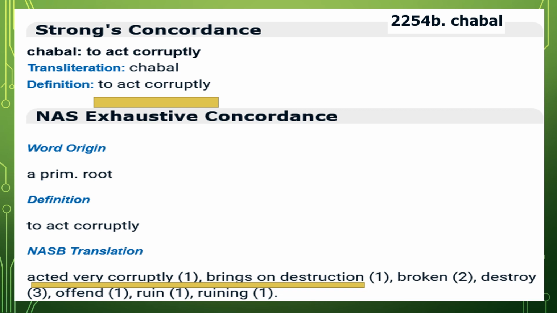And so this one is translated as to act corruptly, acting corruptly, ruin, bringing on destruction, broken, offending. And this is also the translation, the language that is used in the discussion about what would be considered the fall of man in that particular scripture in Genesis 3:22.